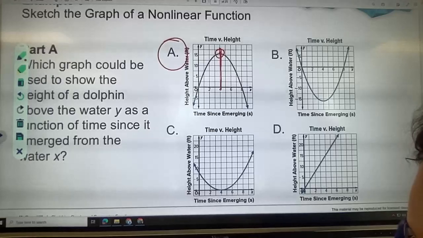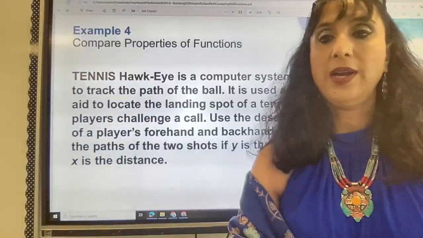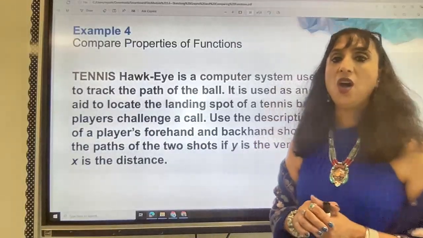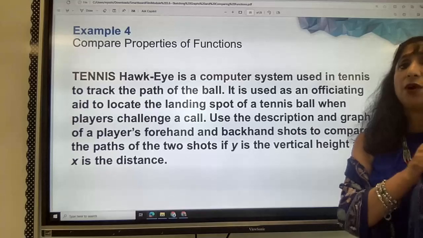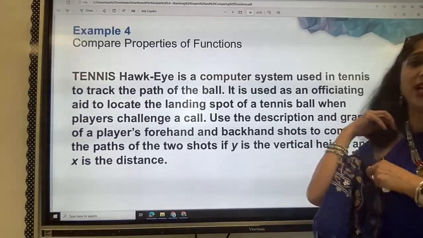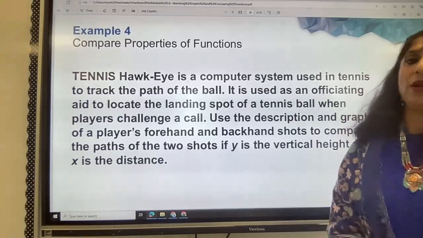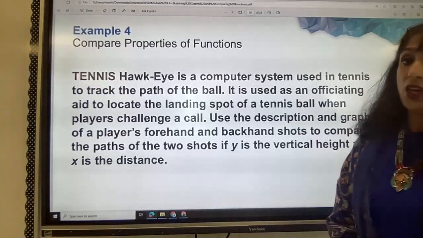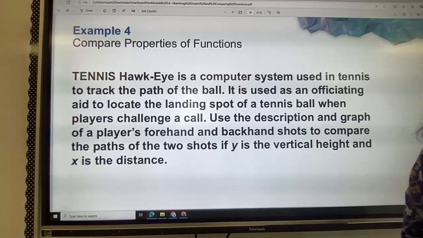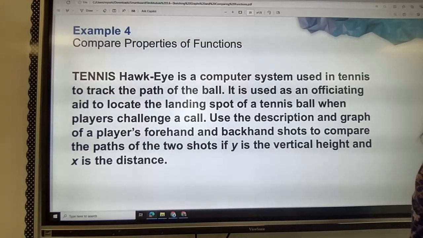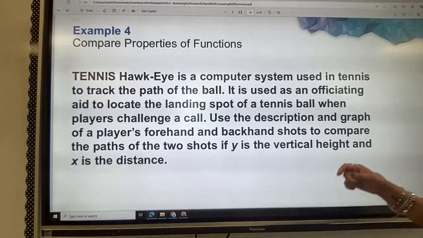All right? So let's talk about comparing properties of functions. All right, here's a question on tennis. Hawkeye is a computer system used in tennis to track the path of the ball. It is used as an officiating aid to locate the landing spot of a tennis ball when players challenge a call. Use the description and graph of a player's forehand and backhand shots to compare the paths of the 2 shots if y is the vertical height and x is the distance.